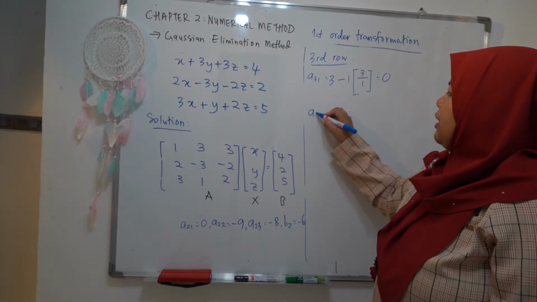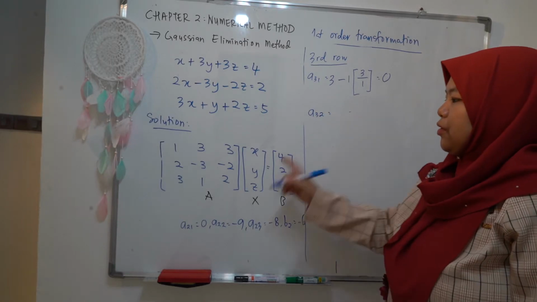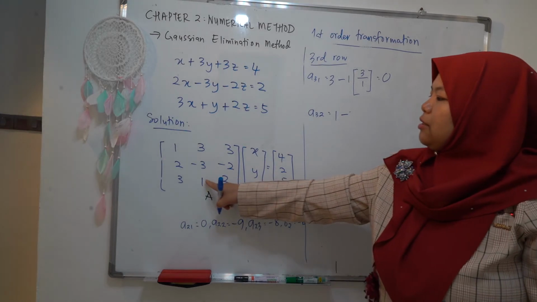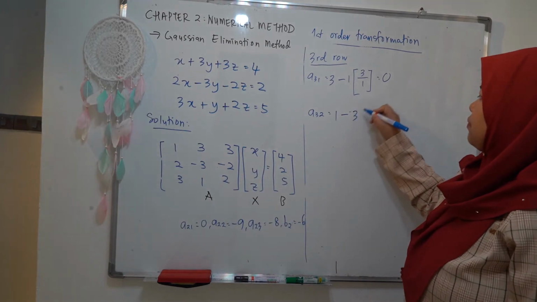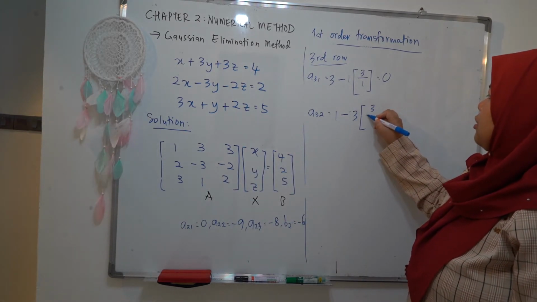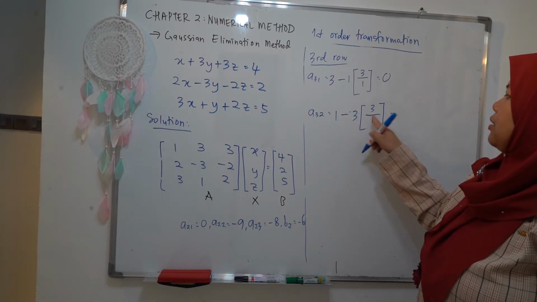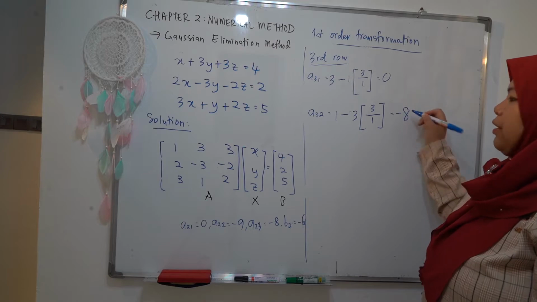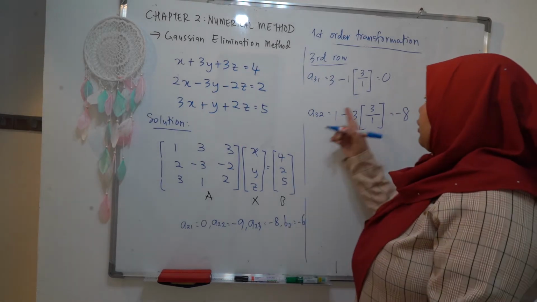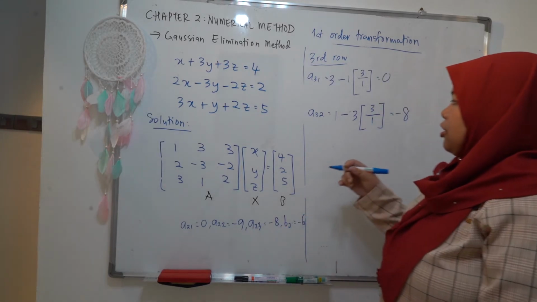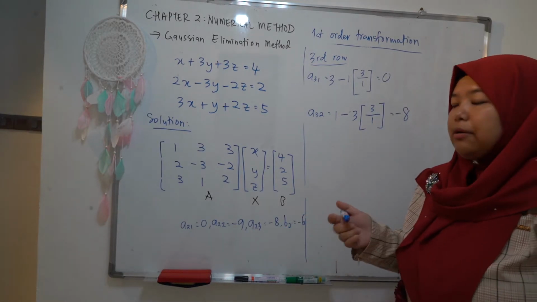For the E32, here 1 minus 3 times 3 over 1. So 1 minus 9, so I get negative 8. For the calculation, you can use a calculator to avoid making a mistake.